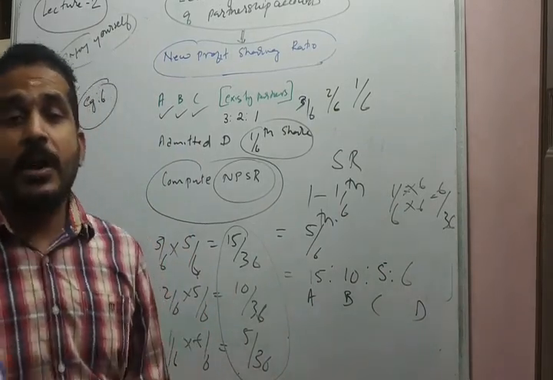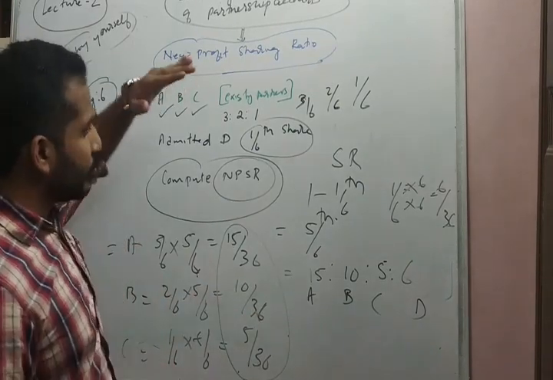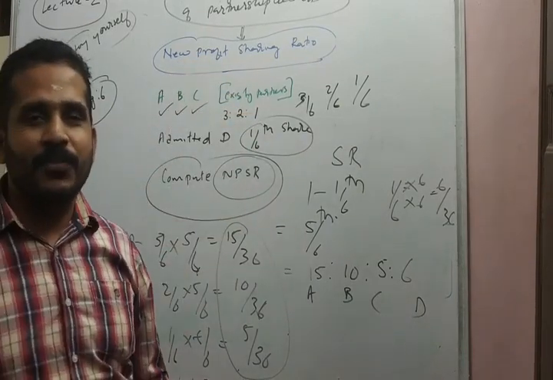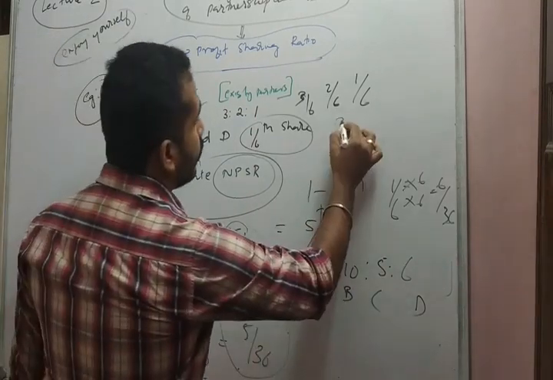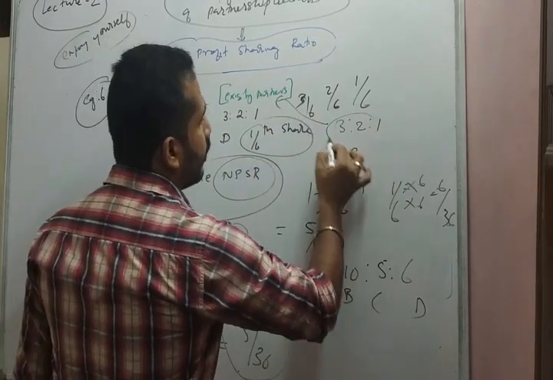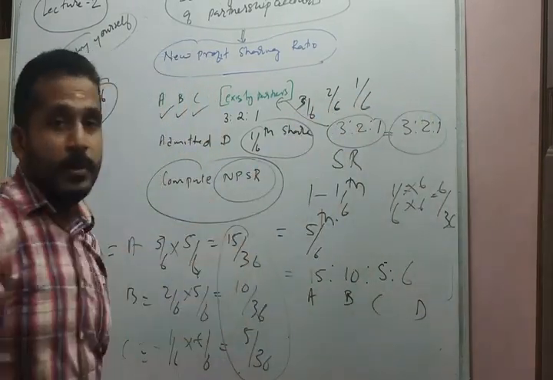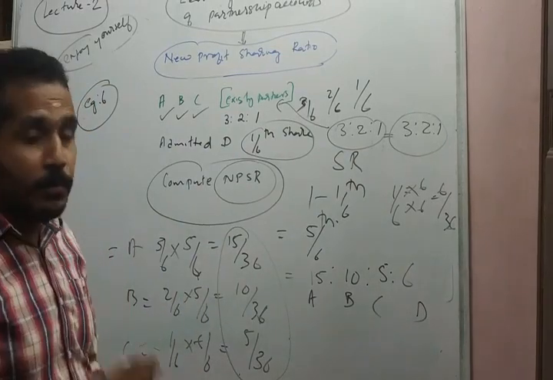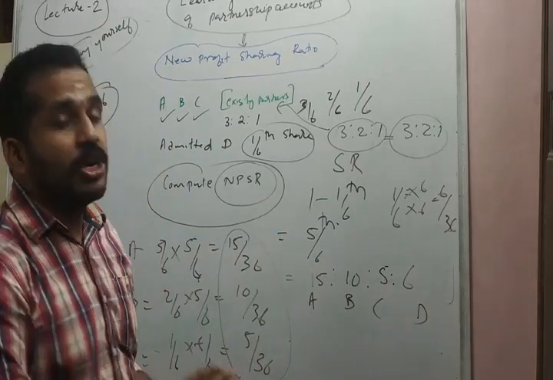Then we already studied what the sacrificing ratio will be. If the nth share of the new partner is given and the sacrificing ratio of the existing partners is not given, then the sacrificing ratio will be equal to the old profit sharing ratio of the existing partners. So what is the old profit sharing ratio? 3:2:1. This is the old profit sharing ratio, and this will be equal to the sacrificing ratio. But for examination purposes, you should give workings for the computation of the sacrificing ratio.